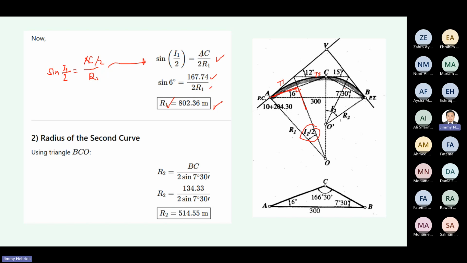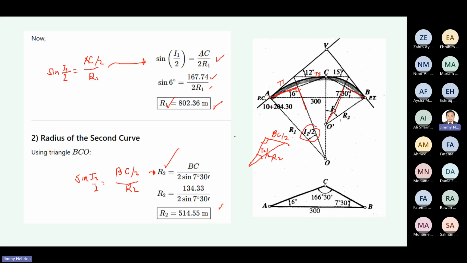Now, for this one, okay, this is a right angle. This is BC over 2, right? This is R2. This is I2 over 2. That's why you have here sine I2 over 2 is opposite, which is BC over 2, over R2. That's why you have this calculation of R2. You have R1, you have R2.